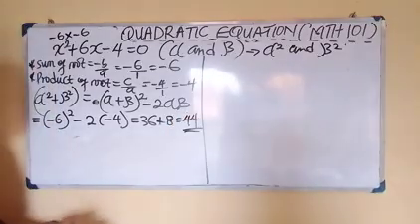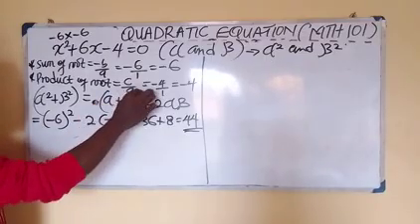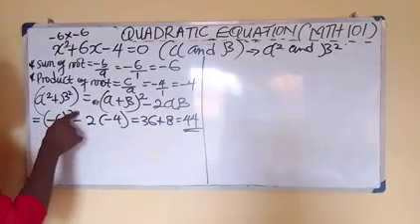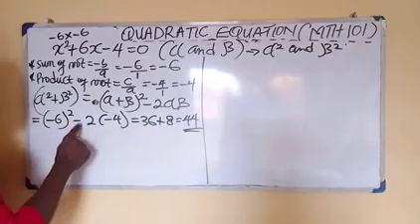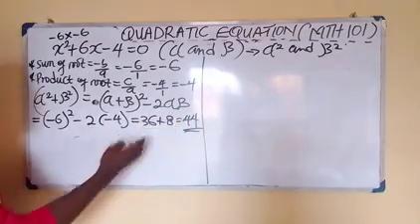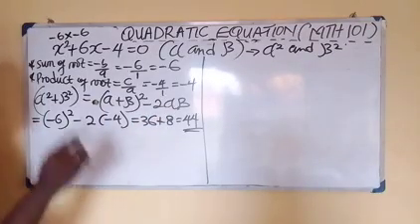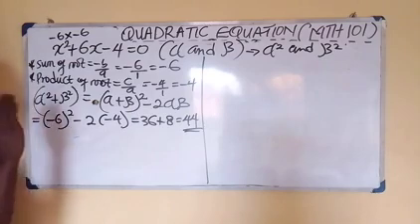True or false? True. This is minus 6 occupying this position, raised to power 2. So minus 6 times minus 6 is 36. Minus times minus, I have plus. 2 times 4, I have 8. So 36 plus 8, I have 44. Okay. Now that is for the sum.